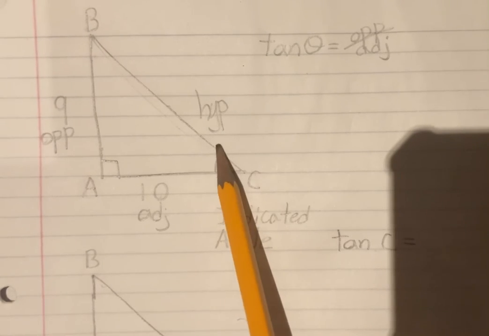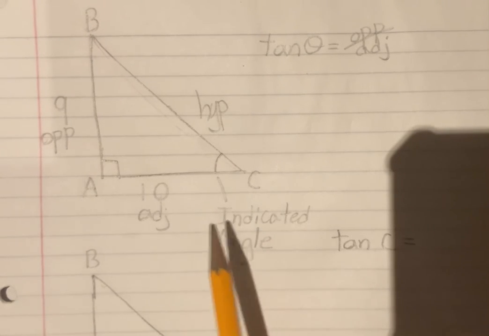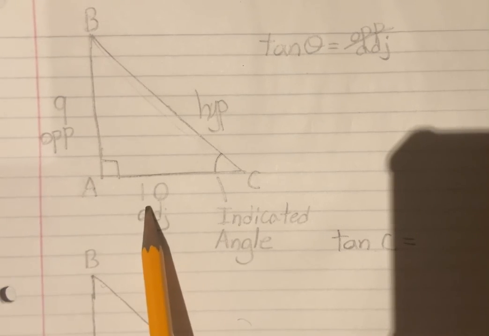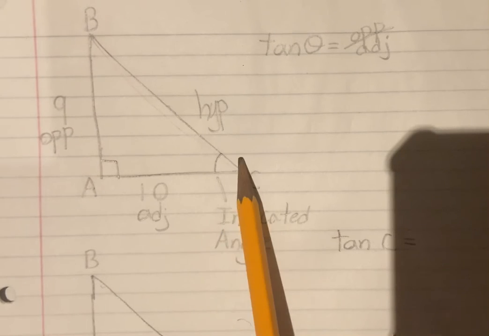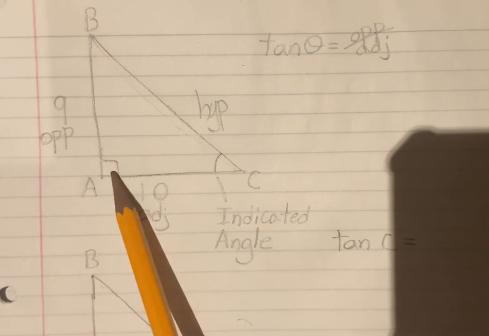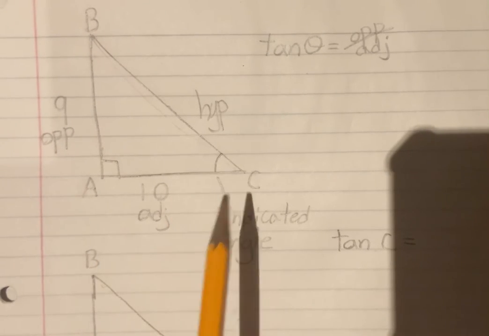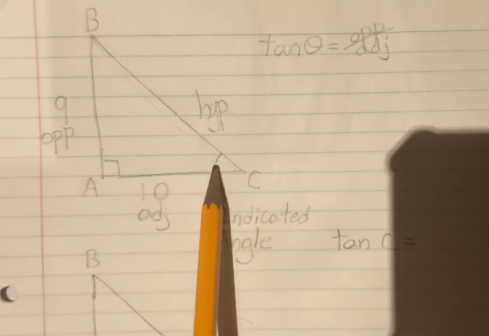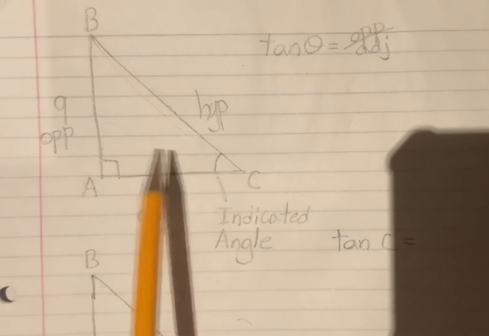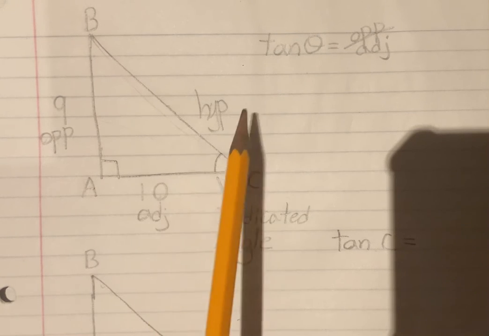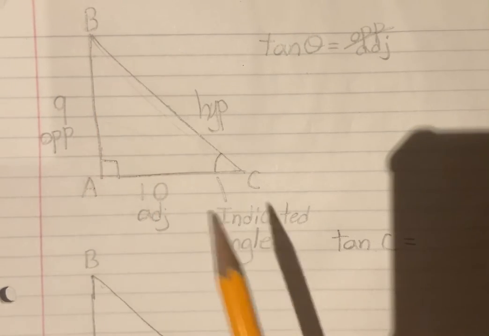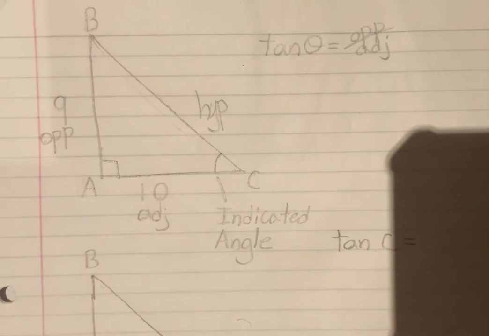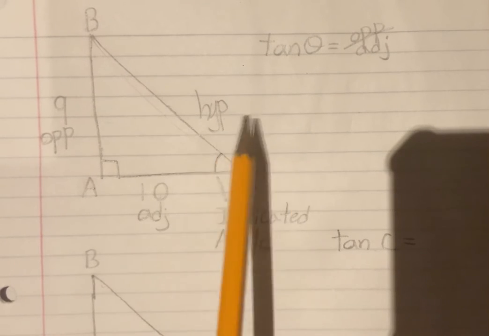Right here we have the indicated angle. We have the adjacent. The adjacent is the line connecting the indicated angle to the right angle. Then we have the opposite. The opposite is always directly across the indicated angle. And then we have the hypotenuse, which is the longest line from the indicated angle all the way up to here.